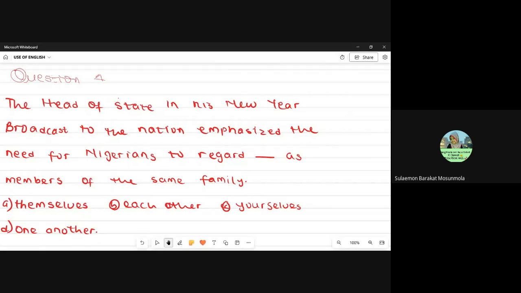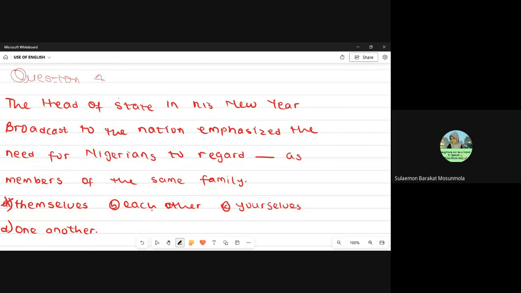If you look at this sentence properly, it is talking about what? Mutual action. So it is saying that you should regard this person as a member of your family, and you also should regard this other person as a member of your family. If you talk about themselves, then it is a reflexive pronoun. So it means that here Nigerians should regard themselves individually and not mutually. So this is out.